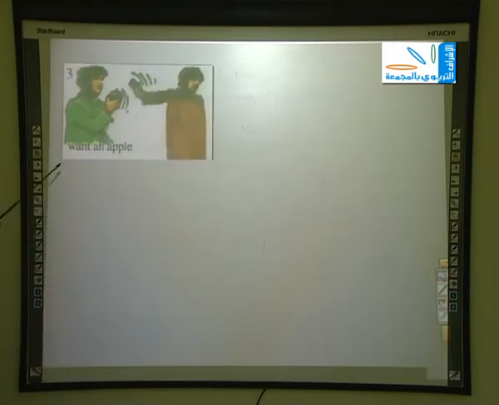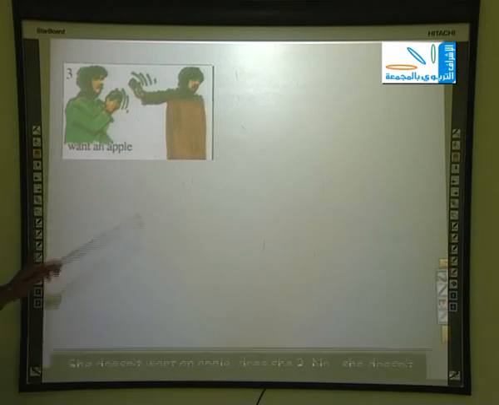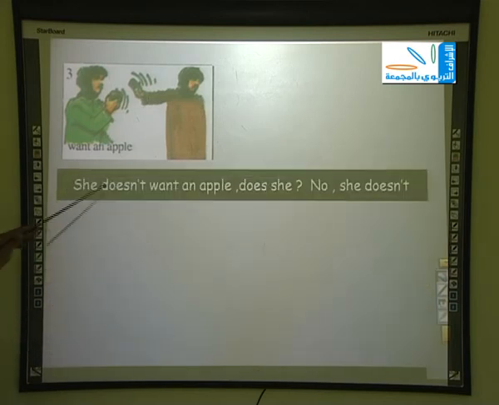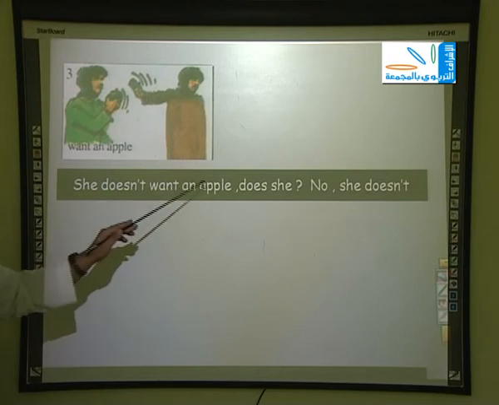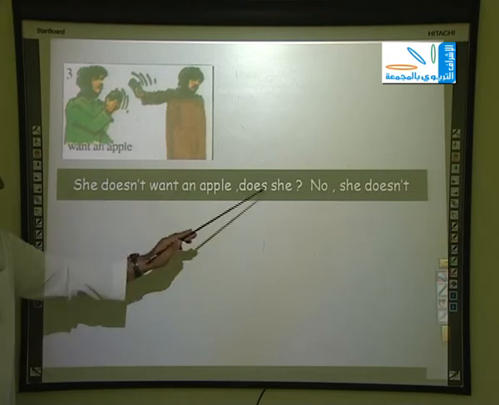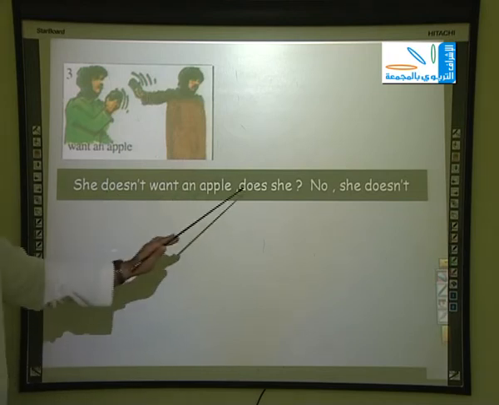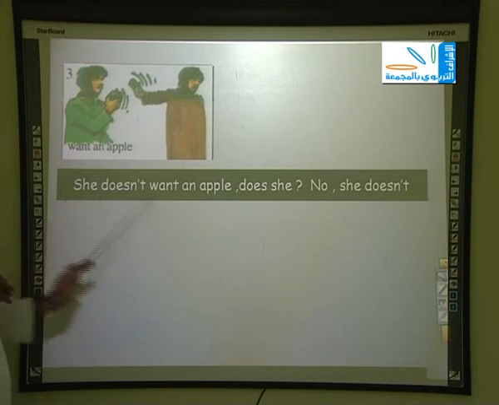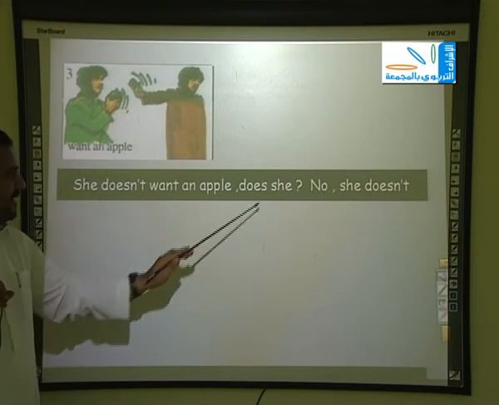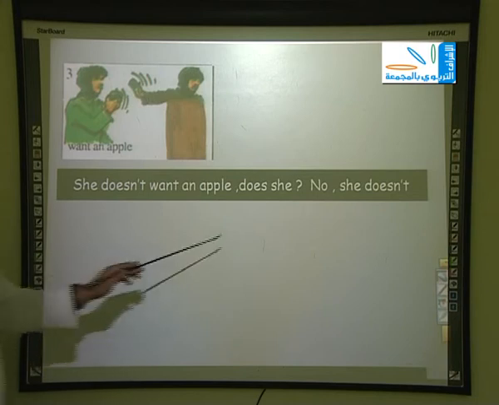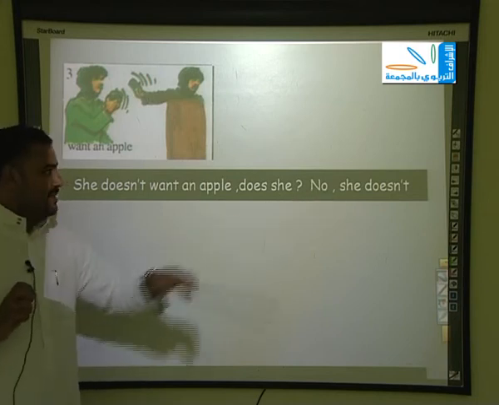Picture number 3, want an apple. As we see, he is making like this. So she doesn't want an apple. Does she? Doesn't will be does, and the subject pronoun she will be written after the helping verb does. The answer is no, she doesn't.